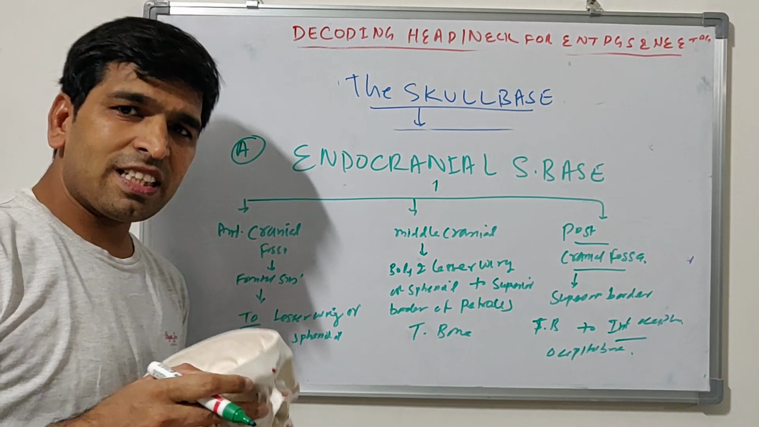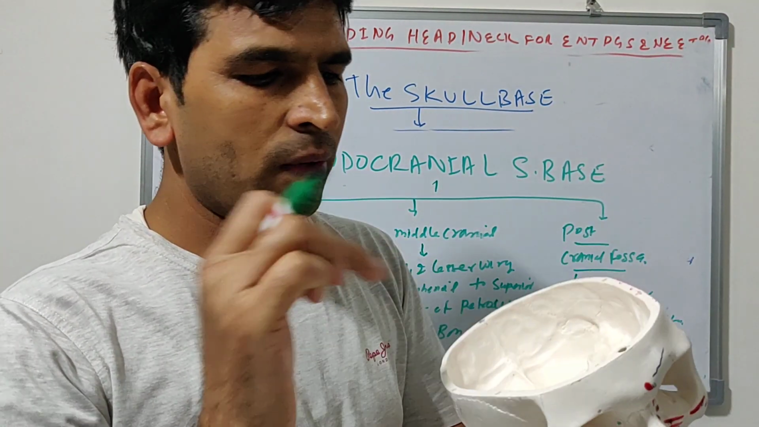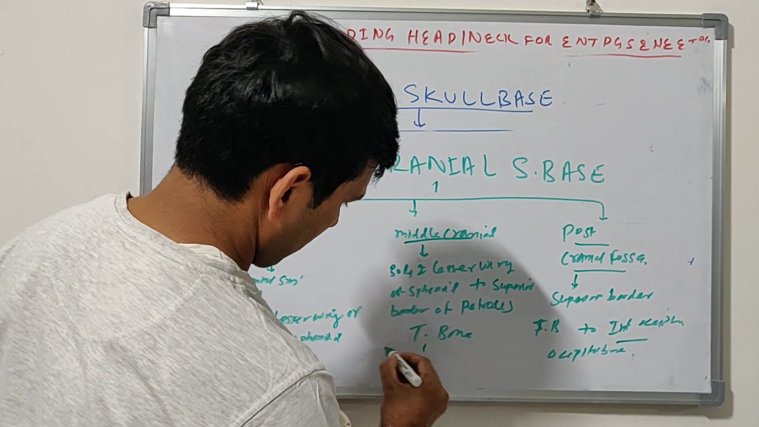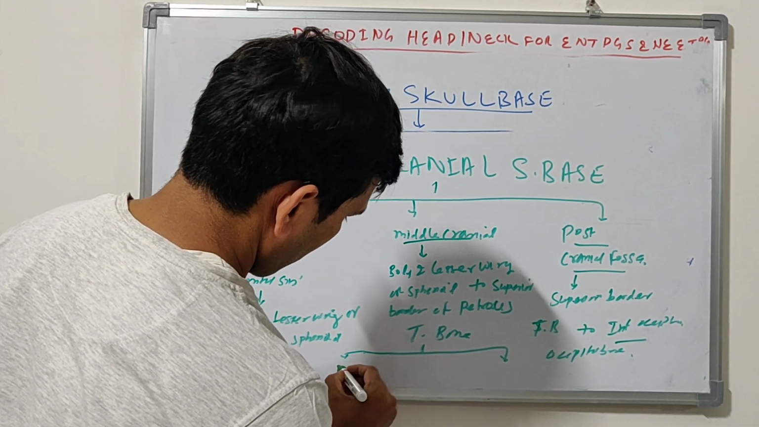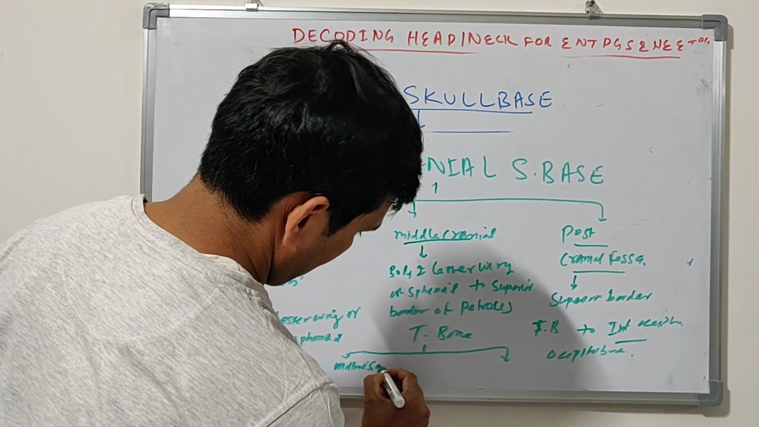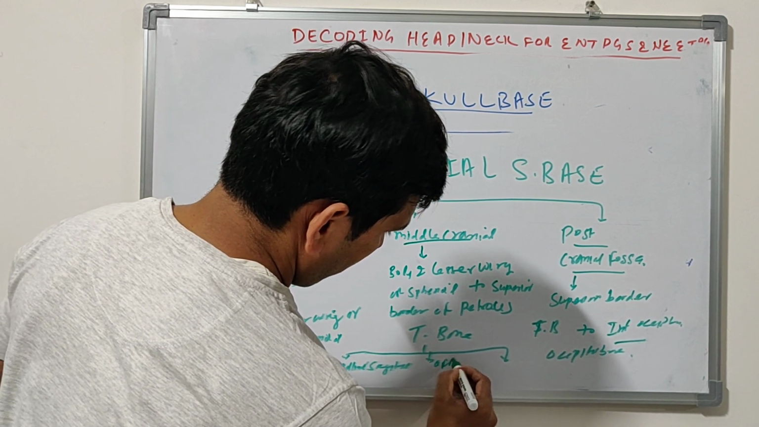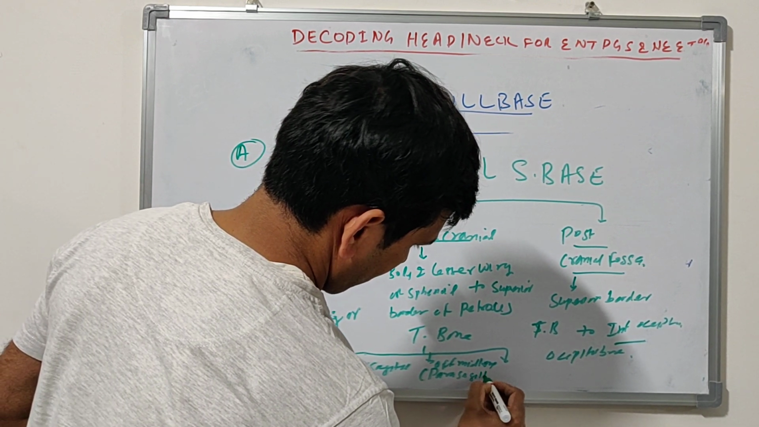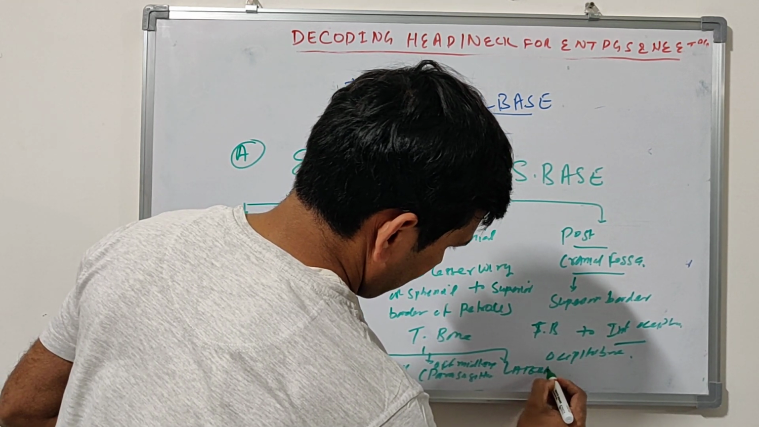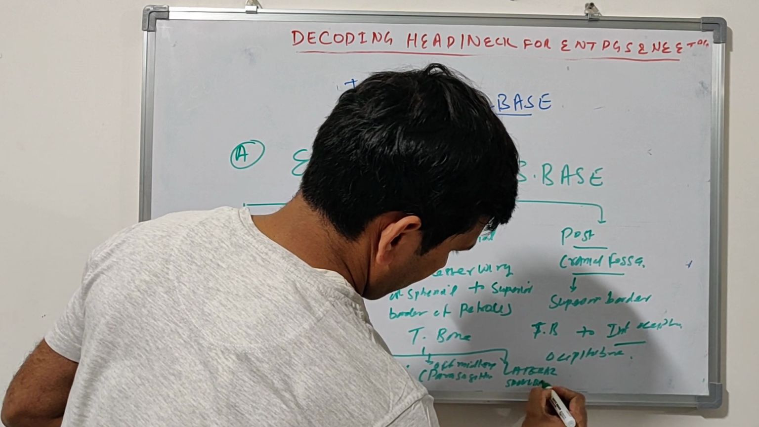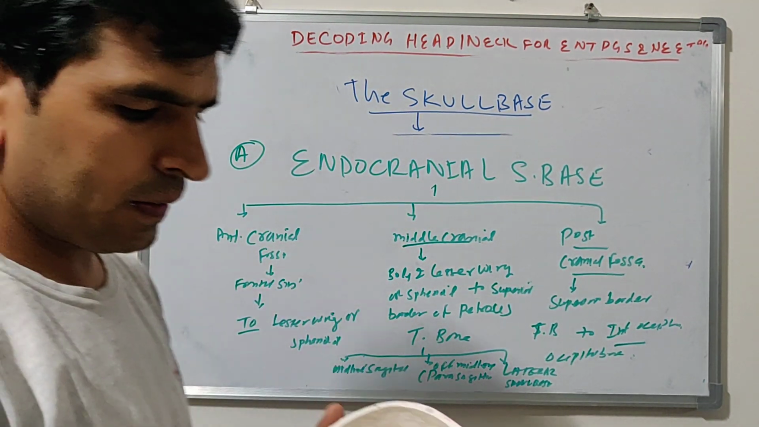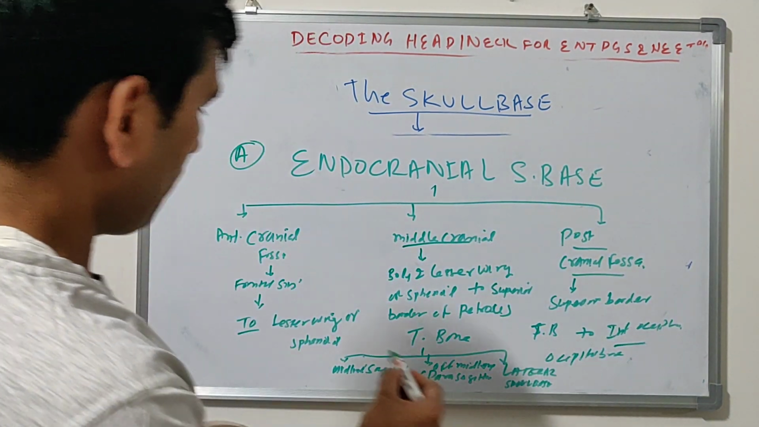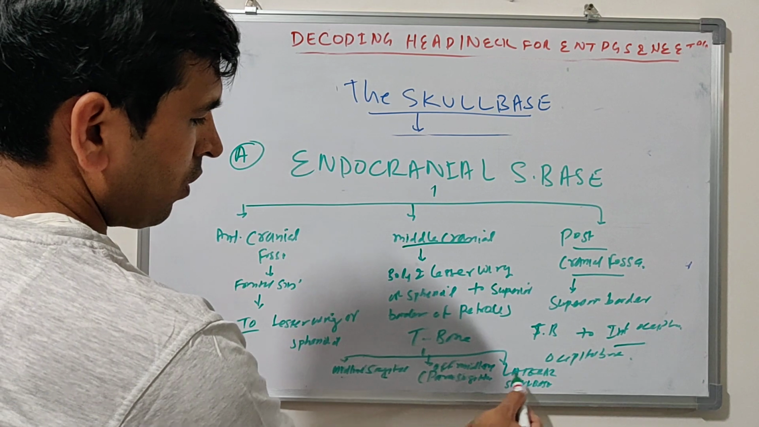Now surgically or morphologically, the middle cranial fossa is again divided into three parts: midline sagittal, off midline sagittal, or you say parasagittal, and lateral skull base.